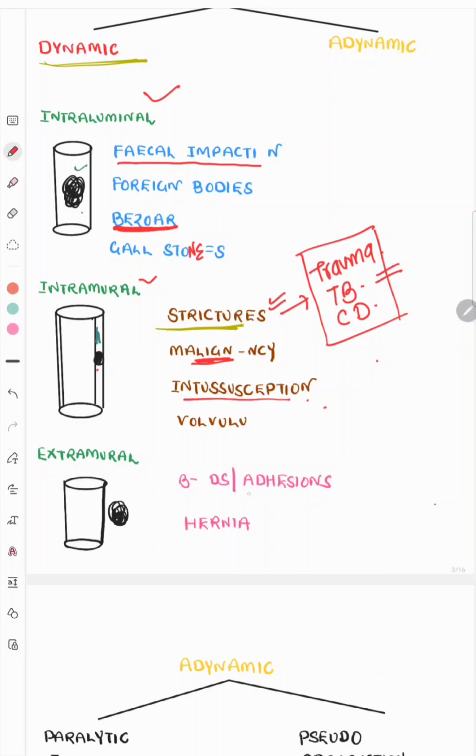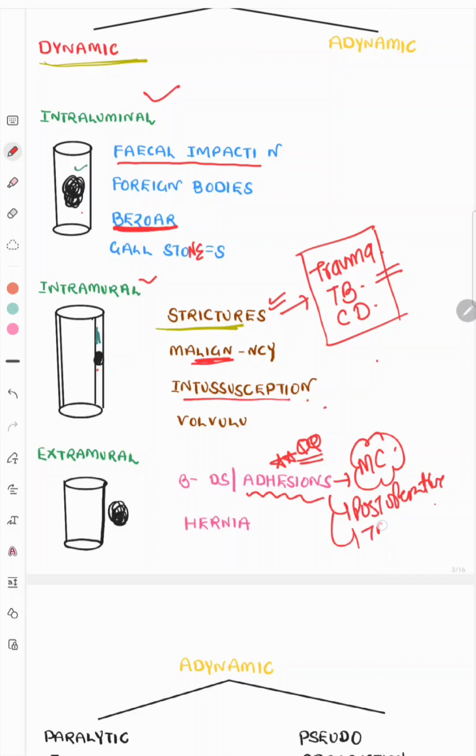In extramural causes, there are adhesions. This is a potential question: what is the most common cause of intestinal obstruction? The answer will be adhesions. Adhesions, postoperative or tubercular or from trauma, any of them can lead to adhesions which cause intestinal obstruction. Or there can be a hernia. Two types: internal hernia, external hernia.